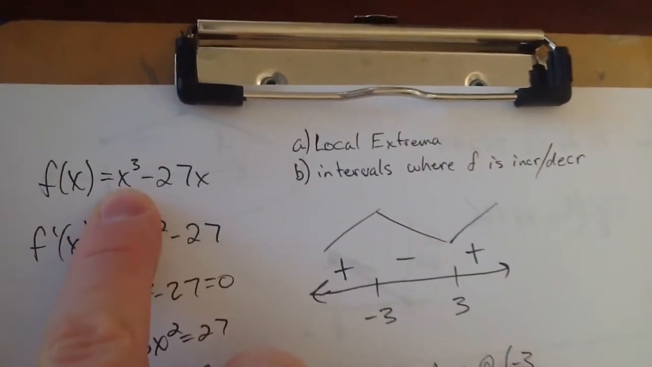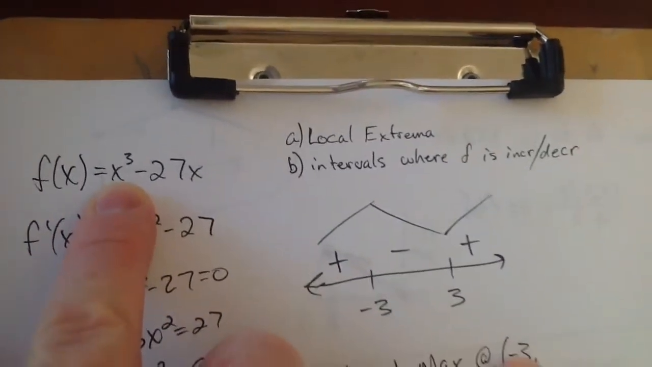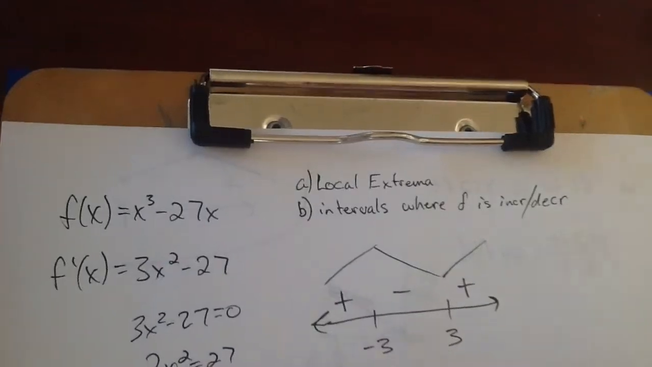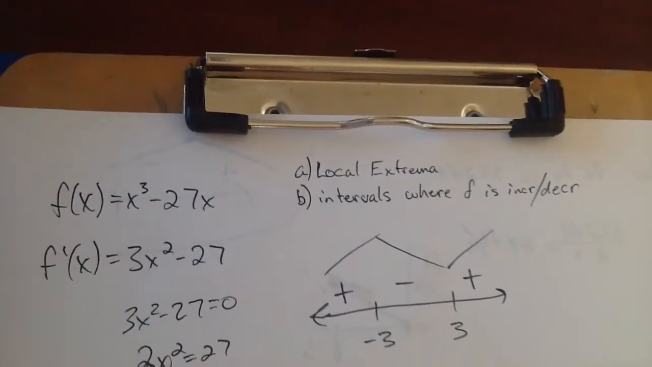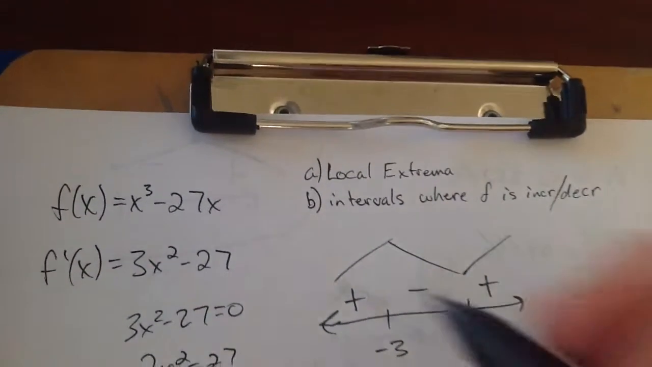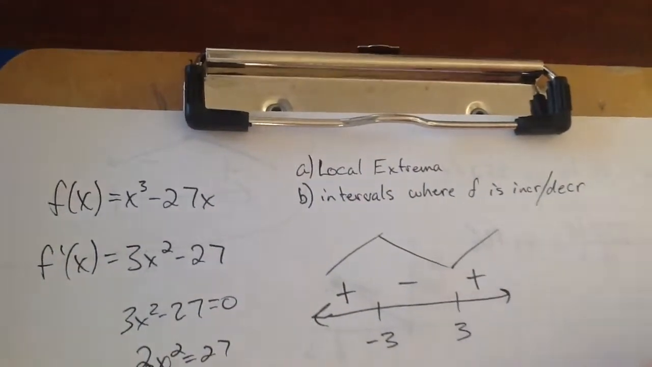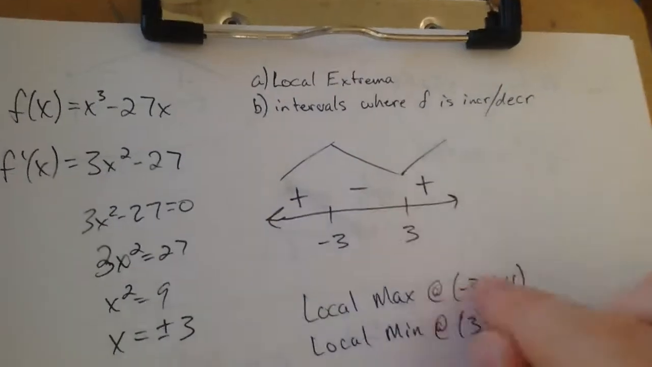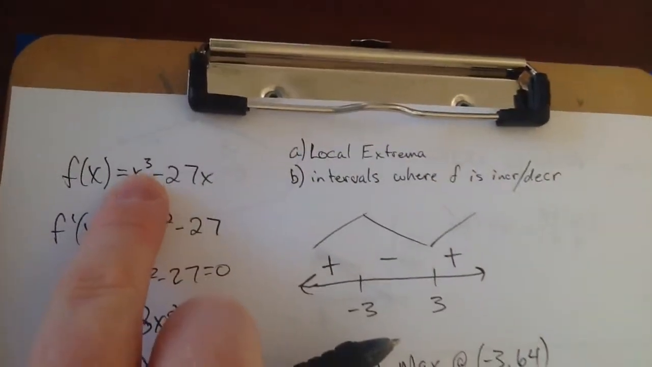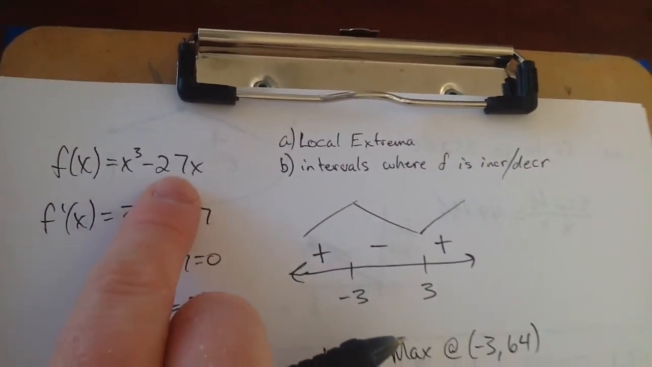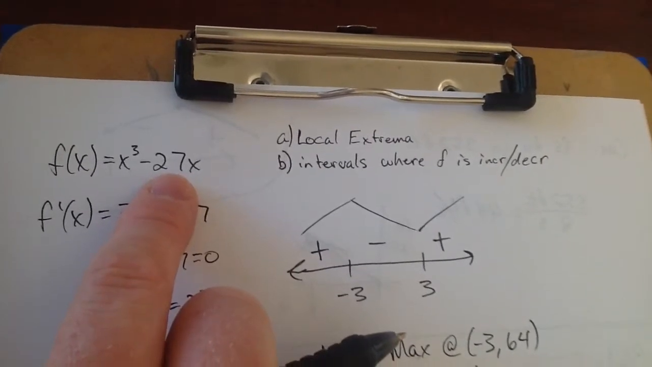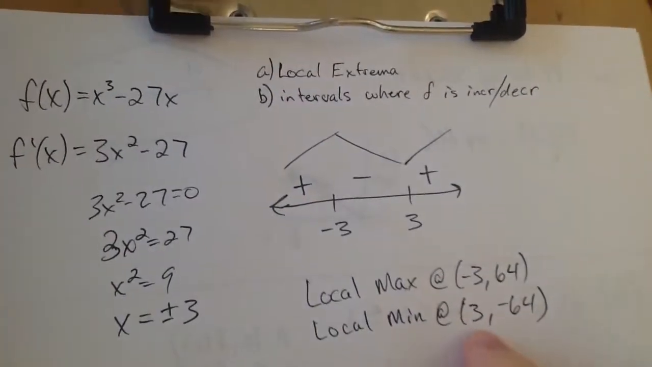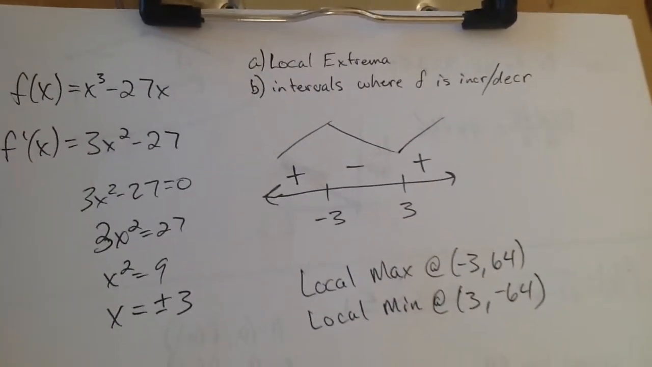Negative 3 to the third is, what is that? Negative 27. I don't want to do this. Plus 81. Negative 27 plus 81, 54, I think. This could be wrong. I don't care. 3 to the third, 27 minus 81, 27 minus 81, negative 54. Who cares? So there's your local max and min. That's just like you did before.